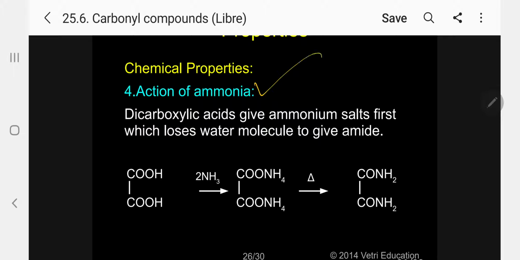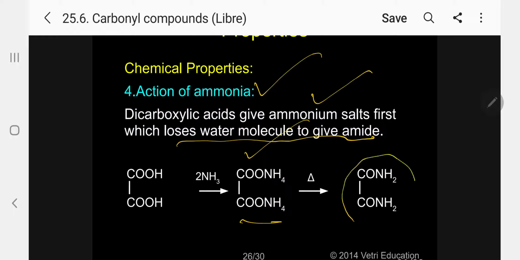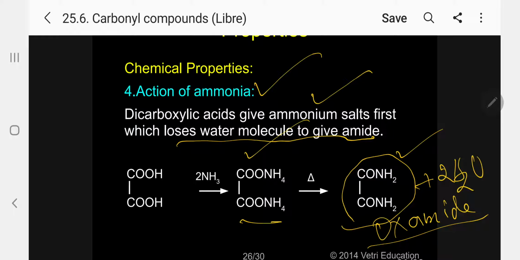Then action of ammonia. Dicarboxylic acid gives ammonium salt first, which loses water molecules to give amide. Kindly follow. So first what is happening? This is the diammonium salt of oxalic acid. On heating, eliminating water molecules, in both cases producing CONH2, plus 2 water molecules are formed. This is called oxamide, the amide of oxalic acid.